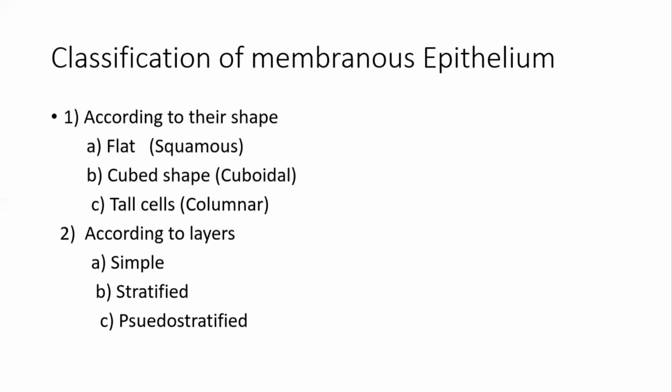But now, according to their layers, if it's only one layer, it's called simple epithelium. If there are many layers, it's called stratified epithelium. And if it's a mix, you think they have multiple layers, but it's actually one layer, with nuclei at different positions, that's what we call pseudostratified.